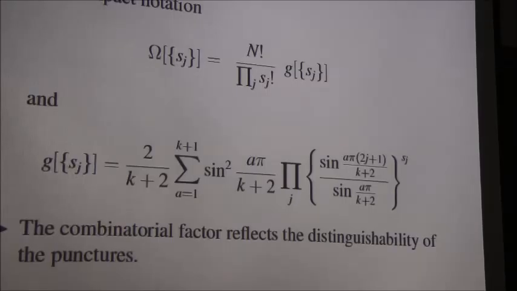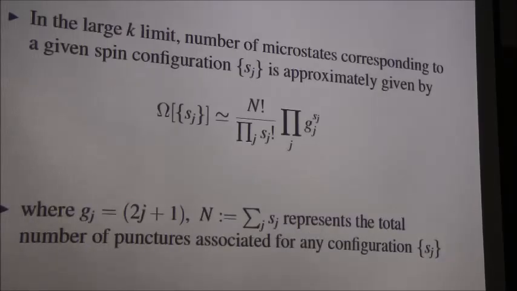So this is the expression in a compact notation, where this n factorial by pi j sj factorial already reflects the distinguishability, and this g sj is what I am going to approximate in the large scale limit. That is this expression. If I do an approximation in the large scale limit, this g sj has a very simple form, which is 2j plus 1 to the power sj. So this is what I am going to talk about.